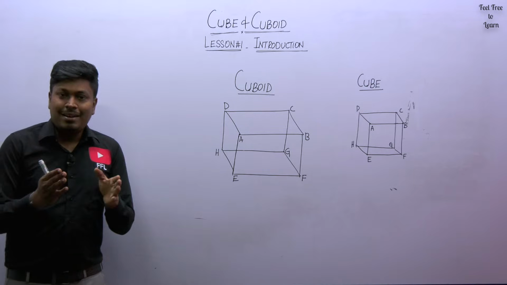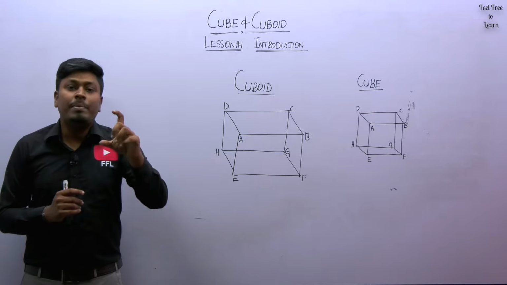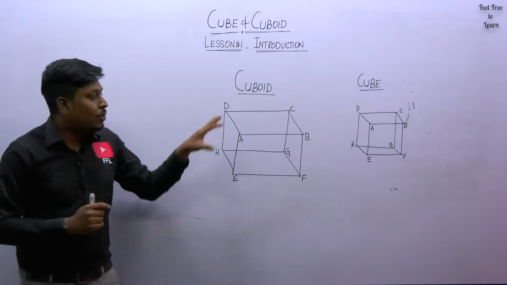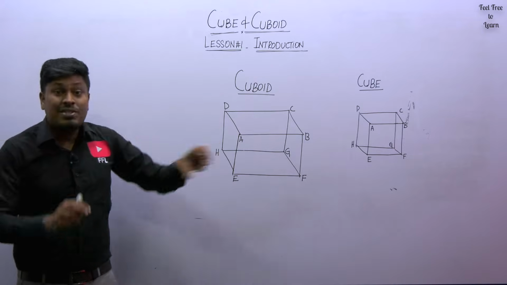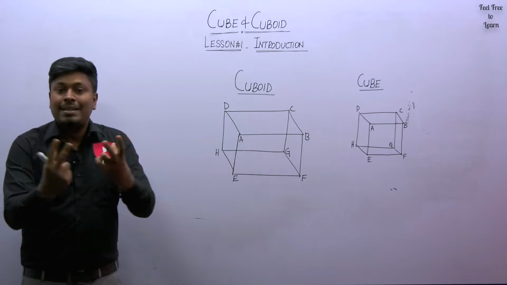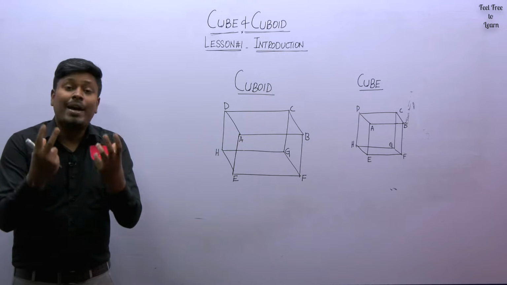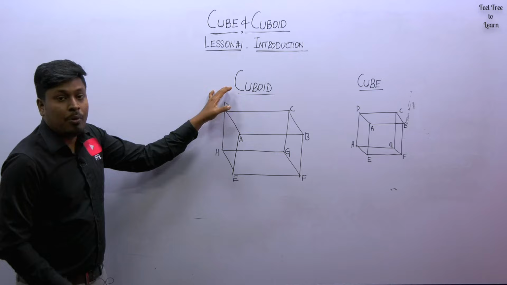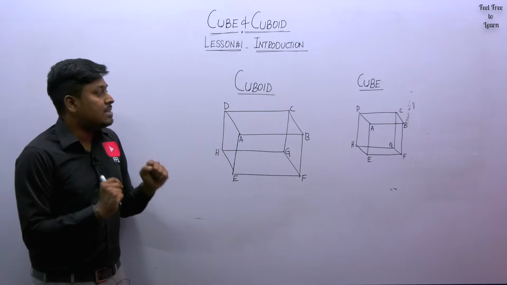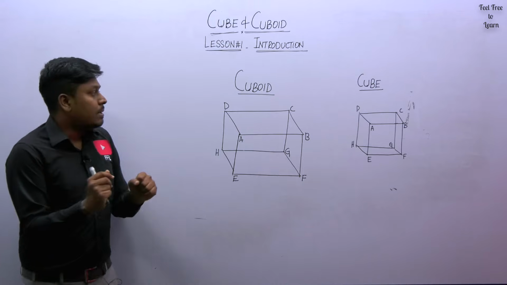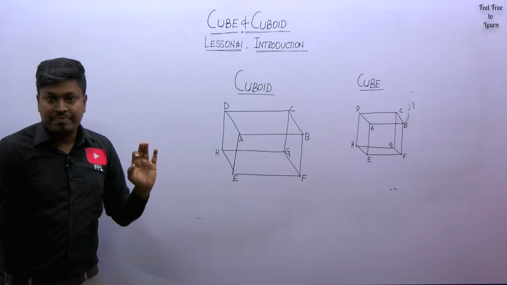So friends, listen here. What is the major difference between cube and cuboid? Cube is a square box. Cuboid is a rectangular box. That's it, right? So cube is a square box. All the sides are the same in length. So only we say it is a cube, a square box. If you take a cuboid, it is a rectangular box, right? So first let me learn some important points about cuboid. If you learn cuboid, then cube is so easy, right?